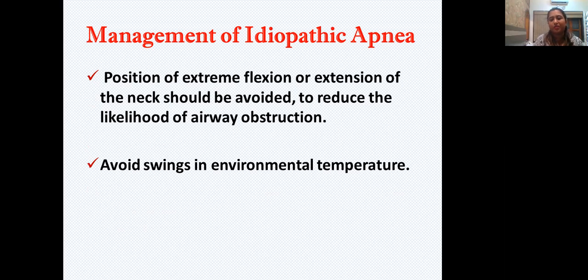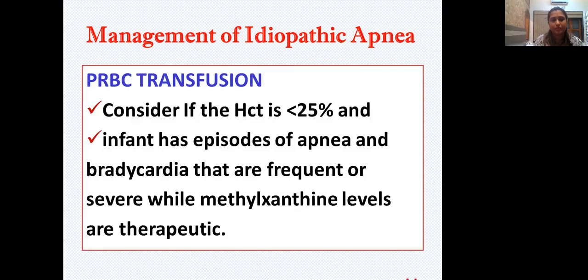Then position of extreme flexion or extension of the neck should be avoided to reduce the likelihood of airway obstruction, and avoid sudden swings in the environmental temperature. Also, PRBC transfusion has to be considered only if the HCT or hematocrit is less than 25%, and if the infant has episodes of apnea and bradycardia that are frequent or severe while methylxanthine levels are therapeutic.